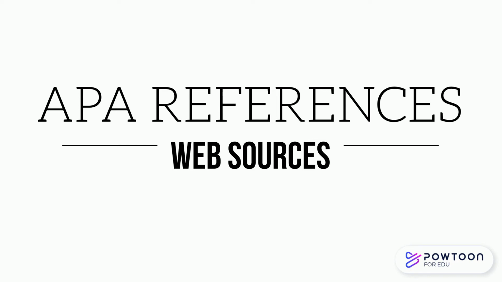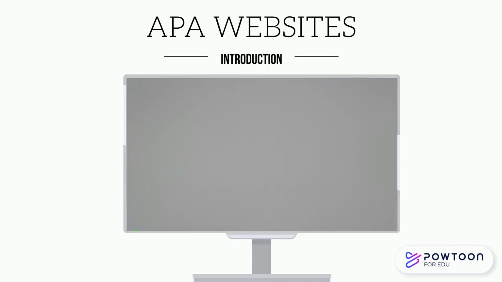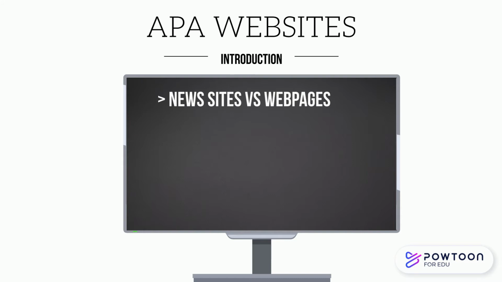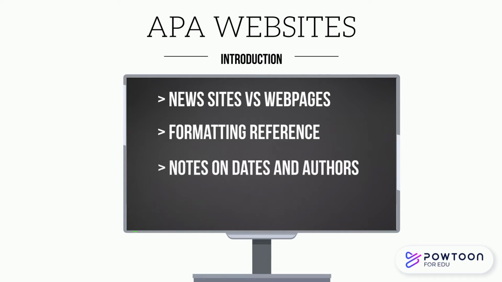This video will review references for websites. First, it will explain the difference between websites that are treated like newspapers, magazines, or journal articles, and those that are simple web pages. Next, it will show how to cite each type of web page. Then, it will discuss some notes on dates and authors. And finally, a variety of samples will be presented with a guided tour of where to find each element on the site.